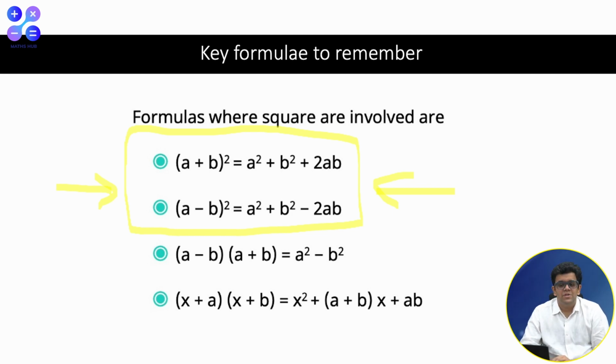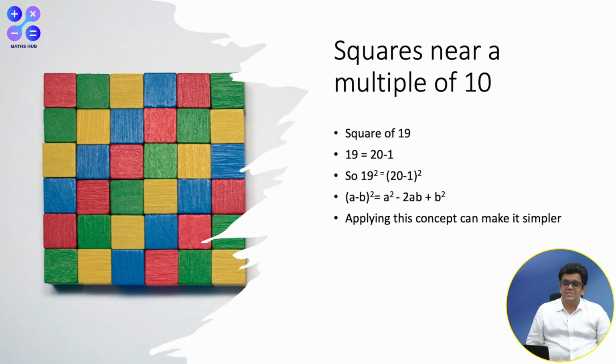Cool. Now, let's apply this concept. What I want you to do is look at how we calculate the squares of a number which is close to a multiple of 10. Let's calculate the square of number 19. So now first question, what is 19? Well, 19 is 20 minus 1, right? Perfect. Now, 19 square is going to be 20 minus 1 the whole square.